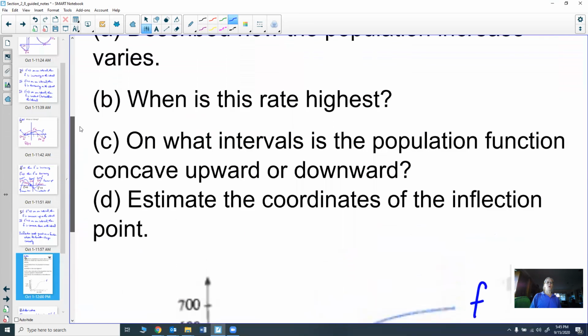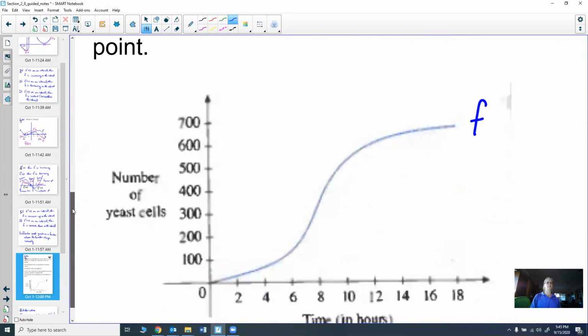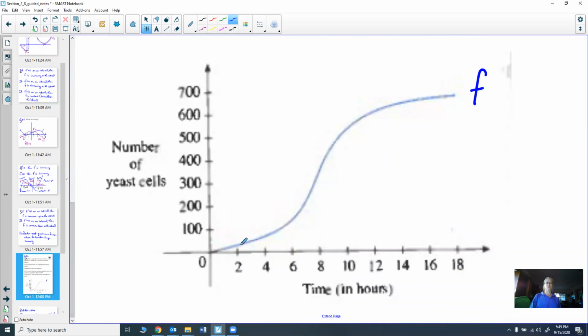What I want to know is how the population increase varies. Let's go ahead and draw in the derivative a little bit here. The derivative is the slope of the tangent line. That slope is pretty minor, but this slope is a lot steeper. So we went from not real steep to much steeper, which tells me that my rate of change is increasing from here to here. So from about 2 to about 7, it looks like my rate of change is increasing.